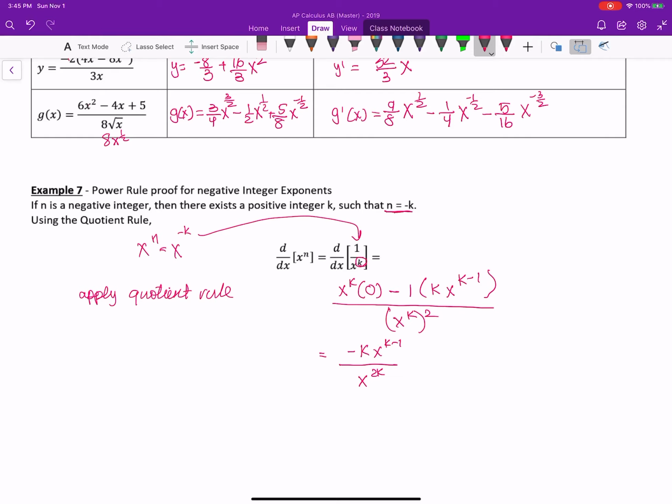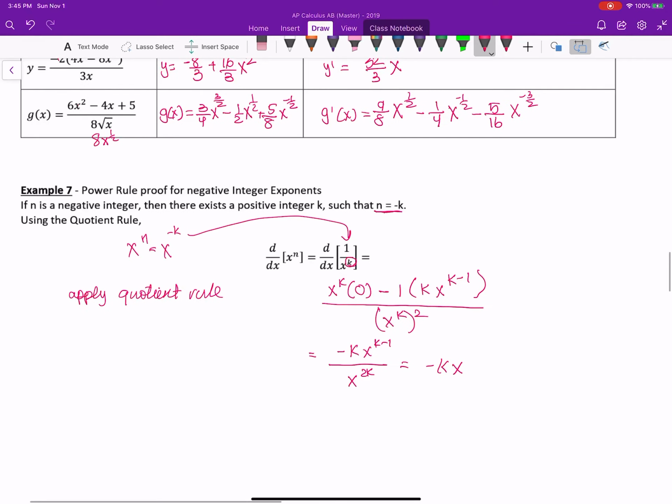Oh, look, they have the same base. I can subtract. So I get negative k x to the k minus 1 minus 2k. Just to clarify, this and this is the same base, so we can just subtract the exponents. So that is going to equal negative k x to the negative something, negative k minus 1.